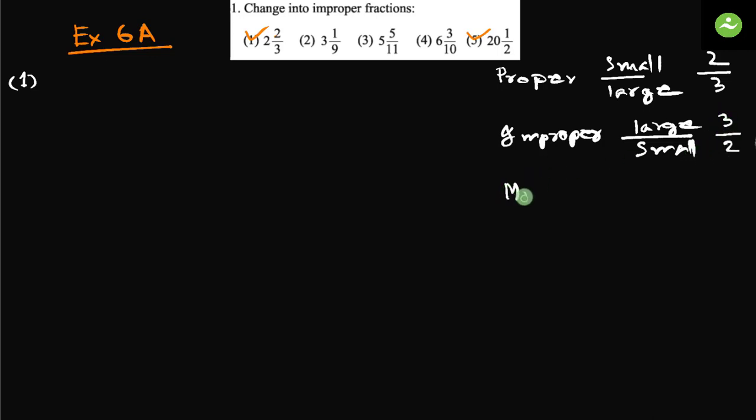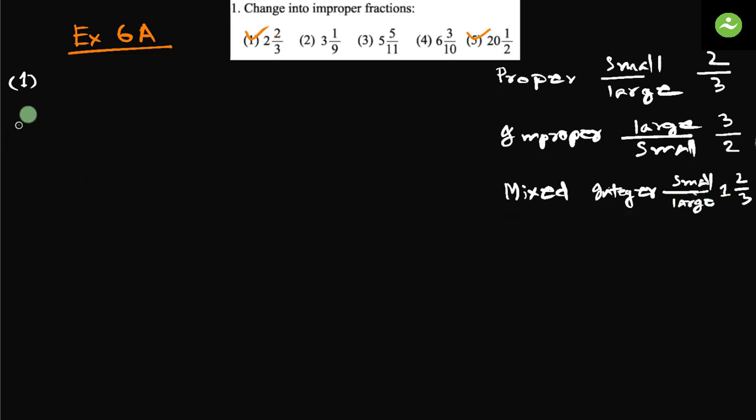Mixed fraction. A mixed fraction has an integer, or whole number, and a proper fraction, meaning the denominator is large and the numerator is small. For example, 1 and 3 by 2.